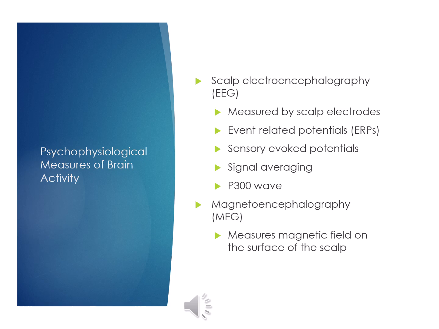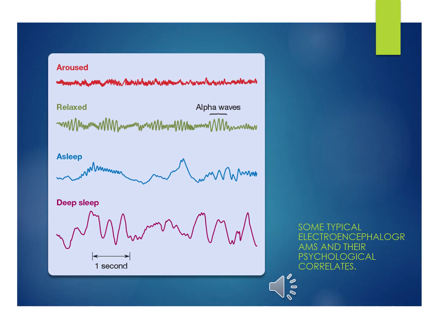With the MEG, brain activity is measured in terms of changes in the magnetic fields on the surface of the scalp. So when we look at the different types of waves here, the aroused one is a series of waves with very short amplitude and high frequency, almost resembling a straight line made of minute zigzags.